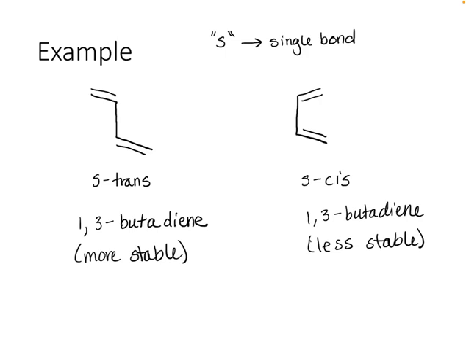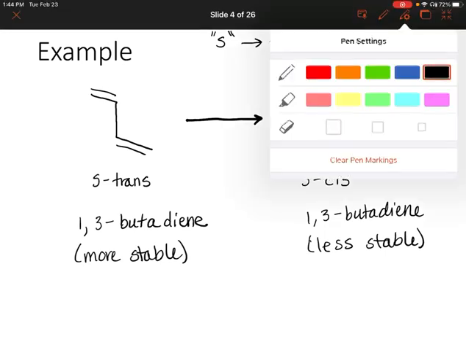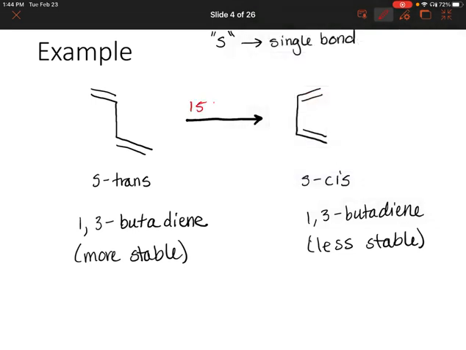Remember, electron groups like to be as far apart as possible from each other. So S-trans would be more stable than S-cis because those two very electron-rich double bonds are as far apart from each other as they can be. Now, it is possible to convert from one to the other, but it does take some energy. In fact, it takes 15 kilocals per mole in order to switch from the trans configuration to the cis configuration.